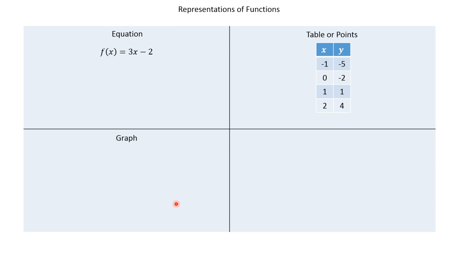The next way, the way that people think of along with tables, is a graph. A graph is a way that we can represent a function. And so if we want to graph this, well, it's just a line. Y-intercept is -2, goes up with a slope of 3. So this graph represents this function, just like the equation and the points do.